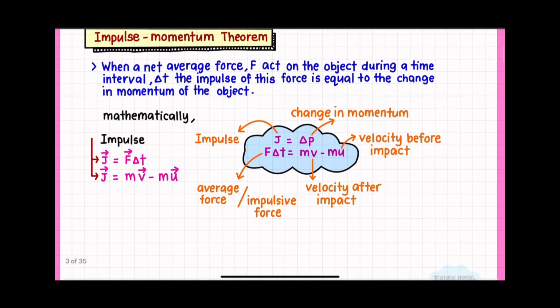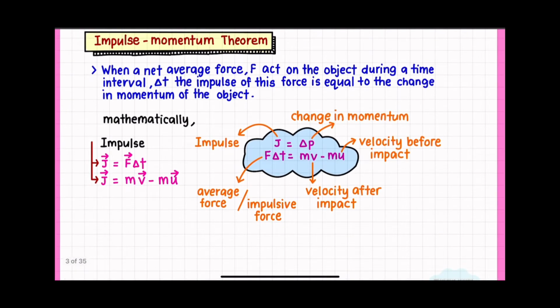Okay, so next is the impulse momentum theorem. So when a net average force acts on the object during a time interval delta t, the impulse of this force is equal to the change of momentum of the object. So impulse juga kita boleh denote dia sebagai change of momentum. Change of momentum means mv minus mu. Kalau ada perubahan momentum, mesti ada impulse.